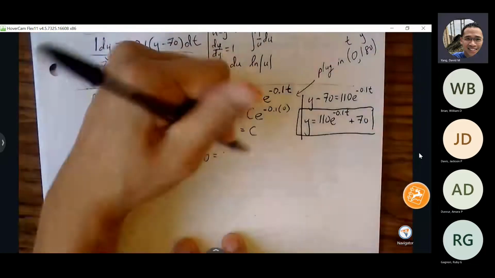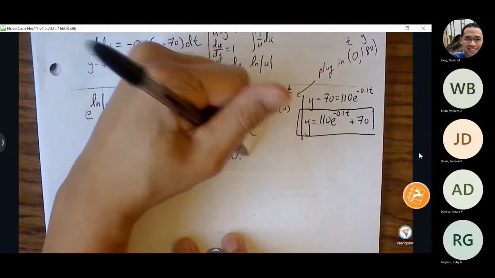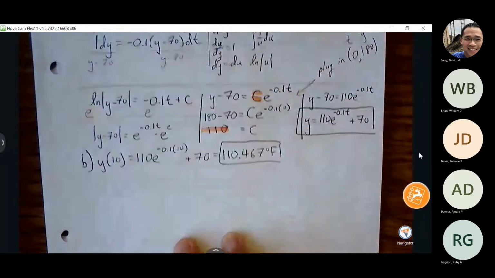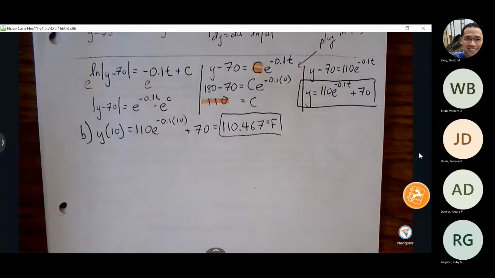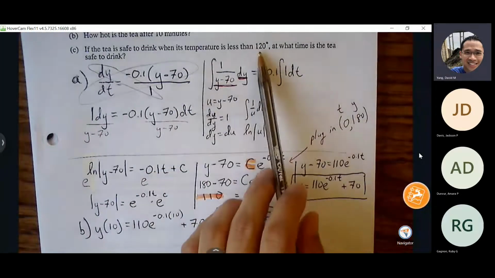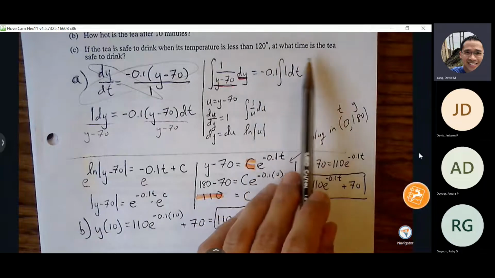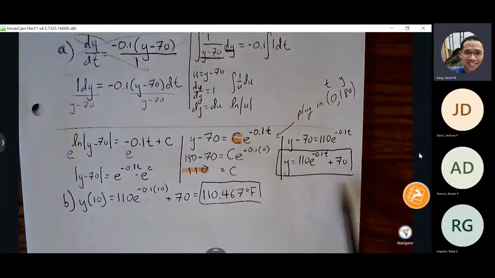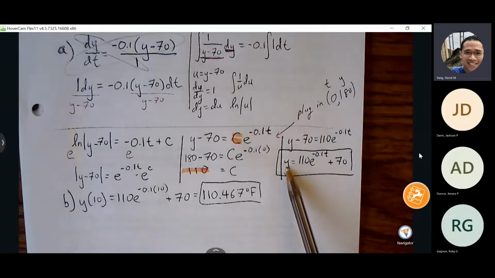Use your calculator. If the tea is safe to drink when the temperature is less than 120 degrees, at what time is the tea safe to drink? So we can just basically use the same equation. There's no calculus here. We can plug in 120 for y and work backwards to see at what time the temperature will drop down to 120 degrees.